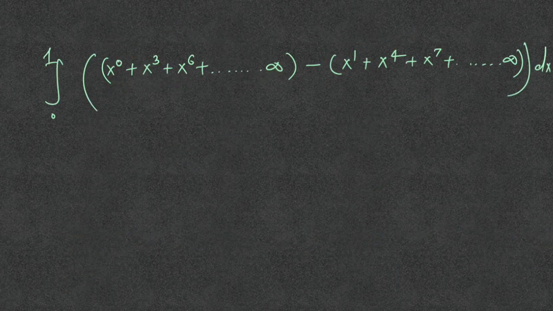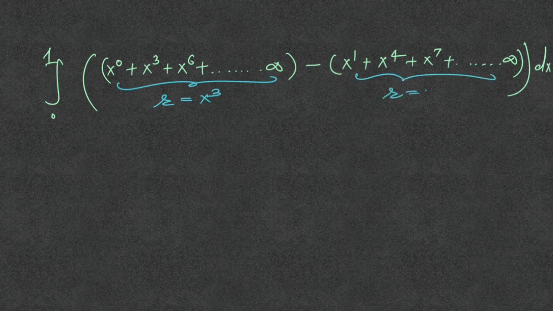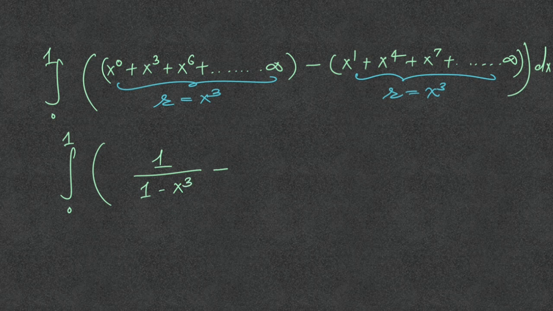This series here and this series here is a GP, and here the common ratio is nothing but x cube, and in this series the common ratio is also x cube. So the infinite sum of a GP is nothing but a upon 1 minus r. Applying this, we get integral from 0 to 1, first bracket becomes 1 upon 1 minus x cube minus second bracket becomes x upon 1 minus x cube with respect to x.